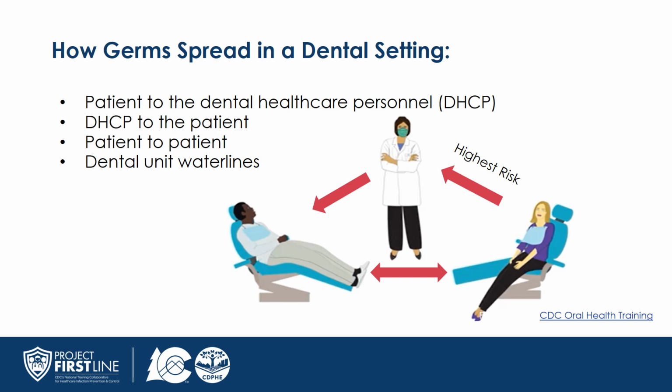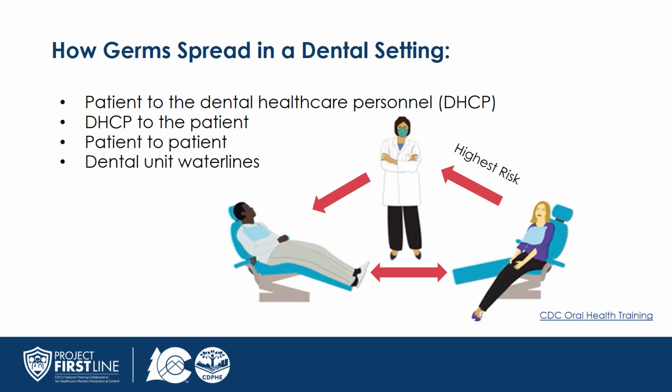Now let's use what we have learned about how germs spread to determine potential pathways within a dental setting. As you can see in this illustration, dental healthcare personnel are at the highest risk of germ spread because of the nature of dental procedures and the continuous contact with the patient's saliva and blood in almost any dental procedure. Also, as we look at the illustration, you can see that germs can travel in many ways, not only from the patient to the dental healthcare personnel, but also from the dental healthcare personnel to the patient.